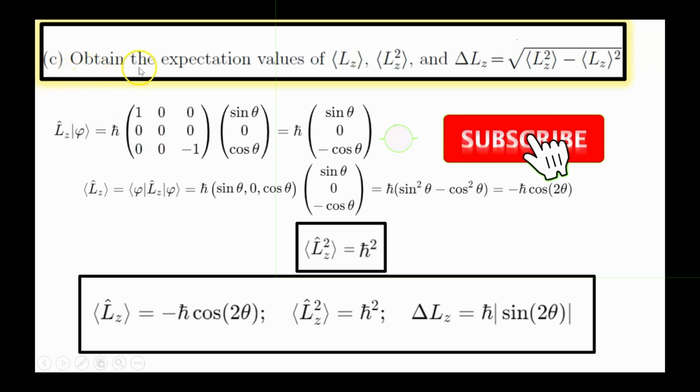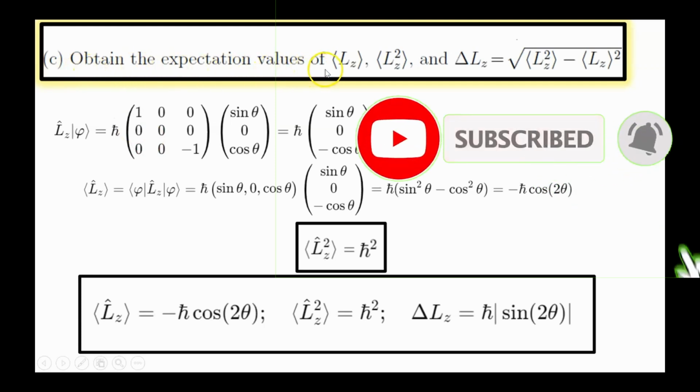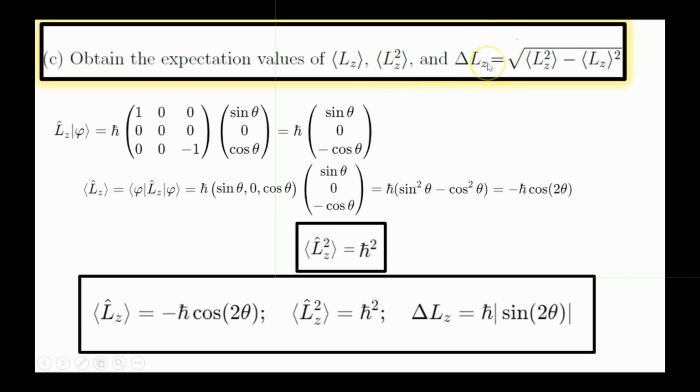Part C. Obtain the expectation values of Lz and Lz squared, and the uncertainty in Lz. You do this calculation the same way. This is how you always do these calculations in quantum mechanics. The average value of Lz works out to be negative h bar cosine of 2 theta. It's not 0 in this case. Lz has some amount in the plus and some amount in the negative direction. The average of Lz squared is equal to h bar squared, and the uncertainty in Lz is equal to h bar times the absolute value of sine of 2 theta.